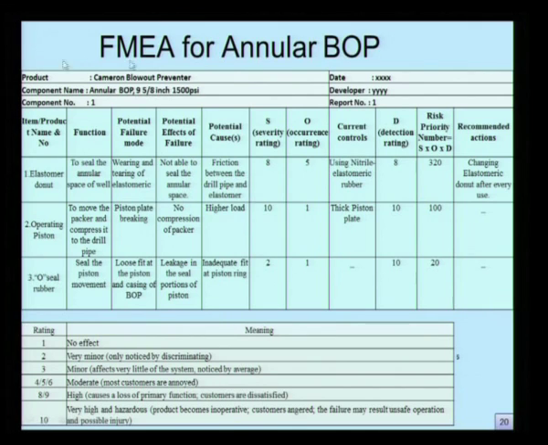This is an FMEA sheet prepared for the annular BOP. You have seen the working of a BOP very briefly. You have seen the components of an annular BOP as 1, 2, 3 and 4, and 5 are the pressure requirements for opening and closing the valve. So, these are the 3 components which I am mentioning here. We will look into the details of FMEA. Thank you.